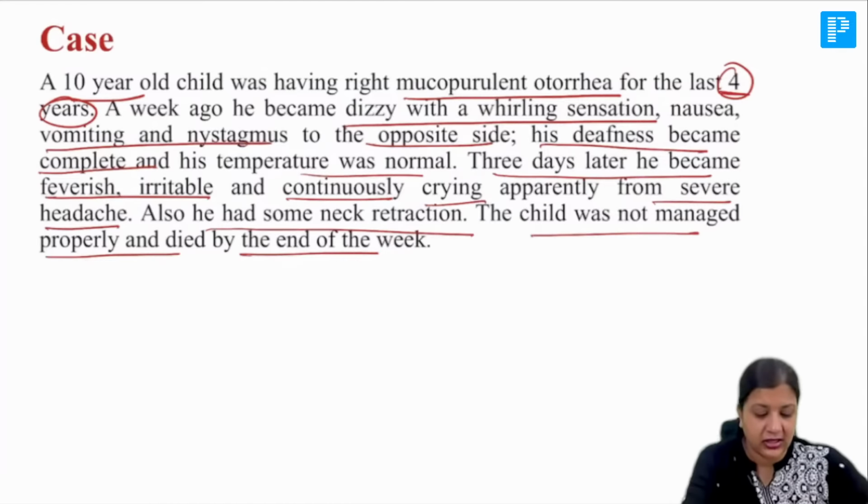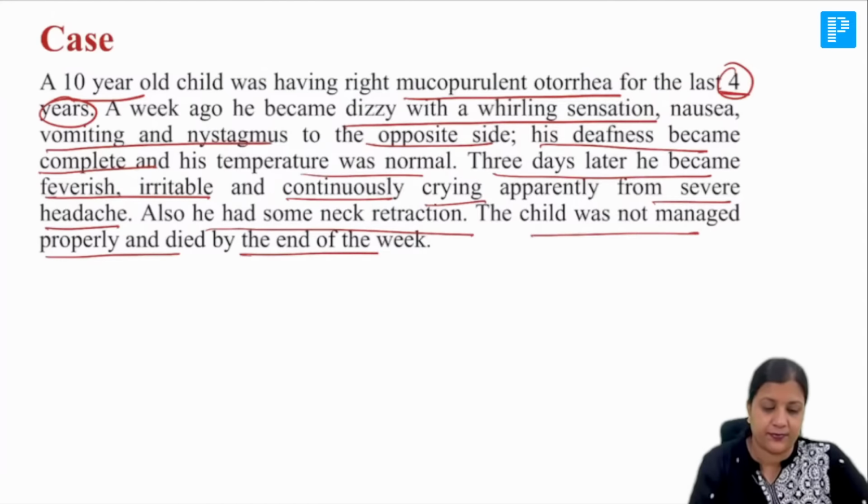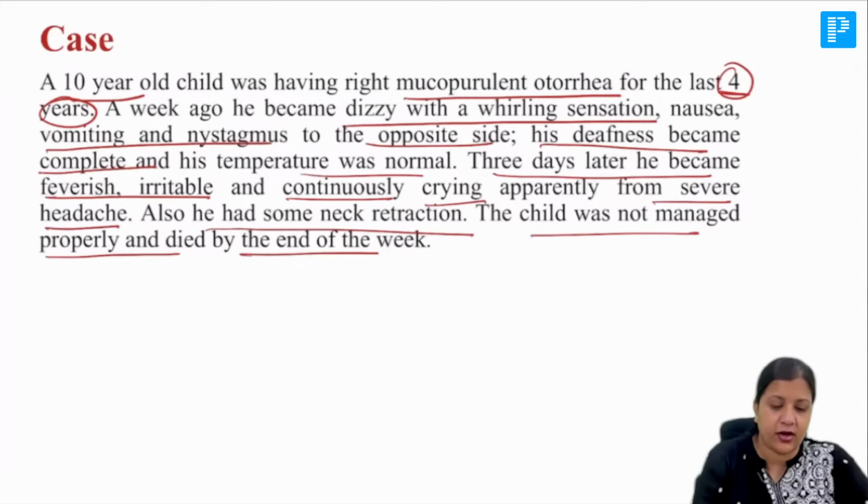What are they discussing here? What do you think is the answer here? I'm waiting for your answers. What do you think is the answer in this patient?